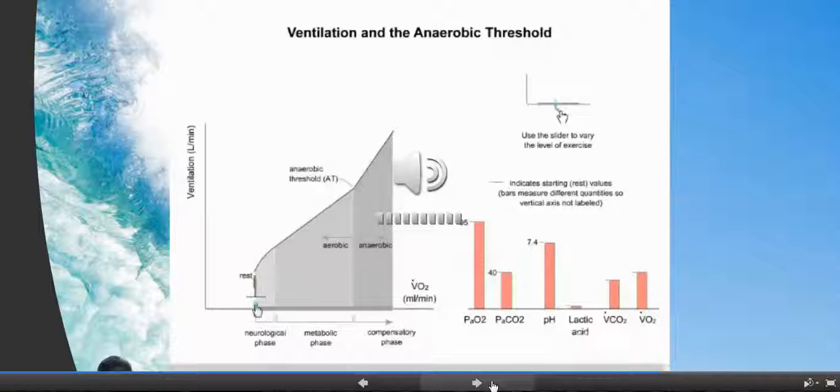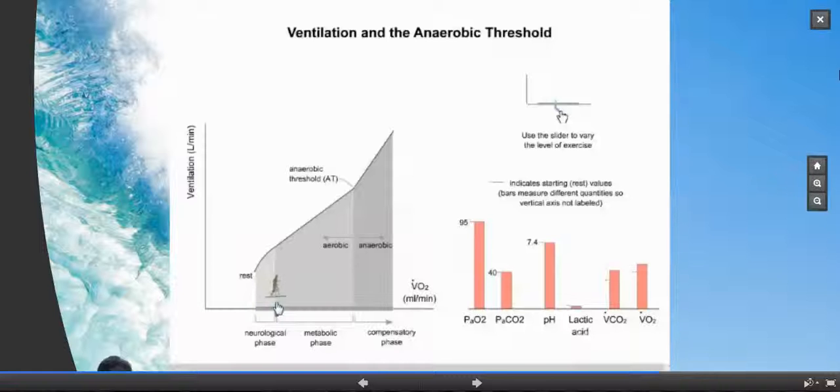So right now at rest, the pH is at 7.4, and the lactic acid is pretty much non-existent. There's more oxygen volume than there is carbon dioxide volume. And as the guy starts to exercise, right here he's crossing into the aerobic threshold, and you'll notice that the pH is still around 7.4, but both the carbon dioxide and the oxygen values have increased.